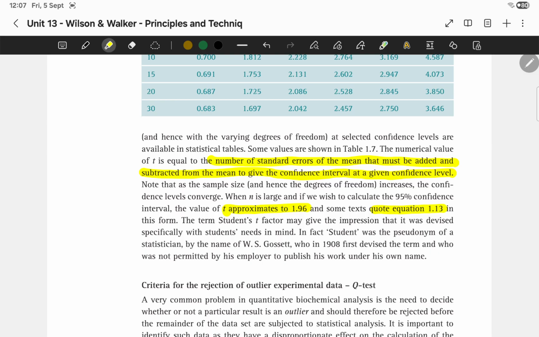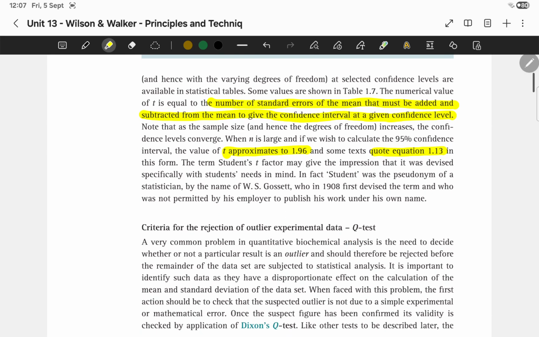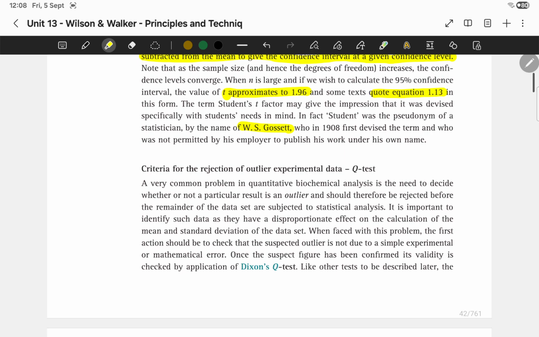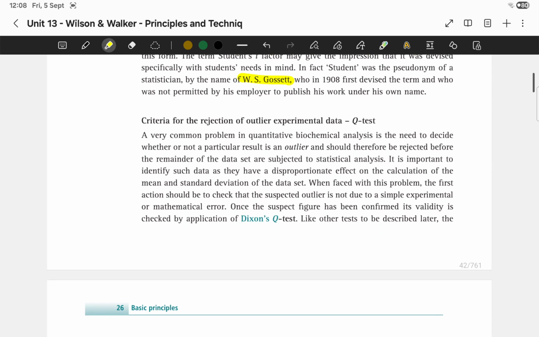The term Student's t may give the impression that it was devised especially with students' needs in mind. In fact, Student was the pseudonym of the statistician W.S. Gosset, who first derived the term in 1908 and was not permitted by his employer to publish his work under his own name. So sad.